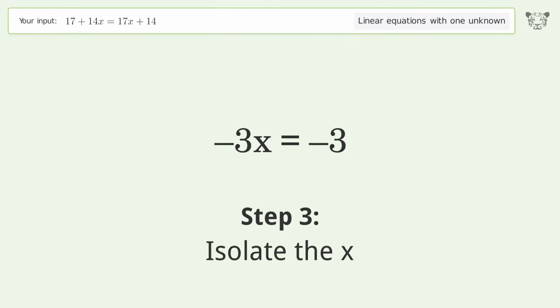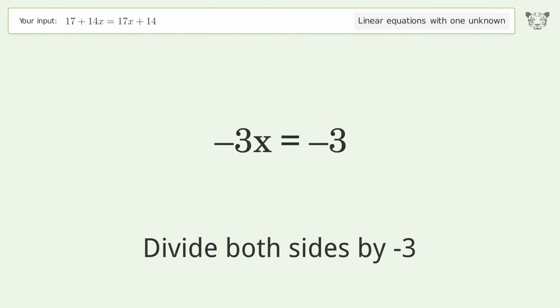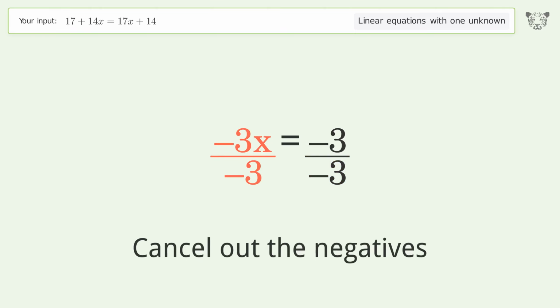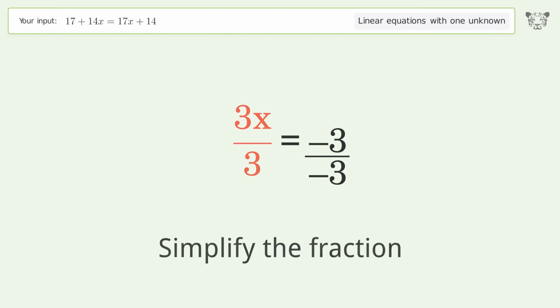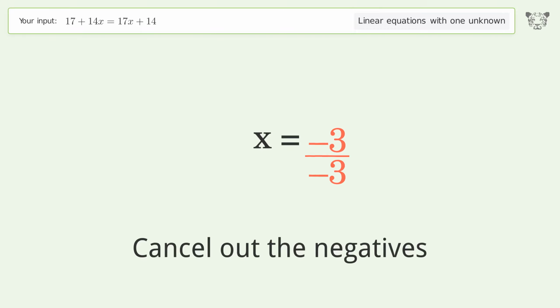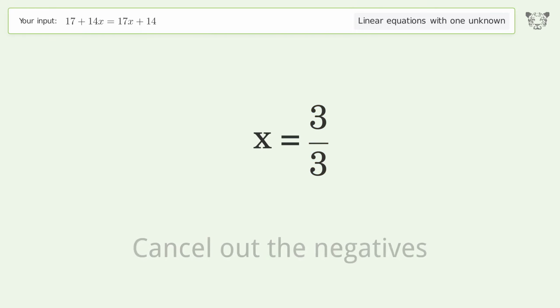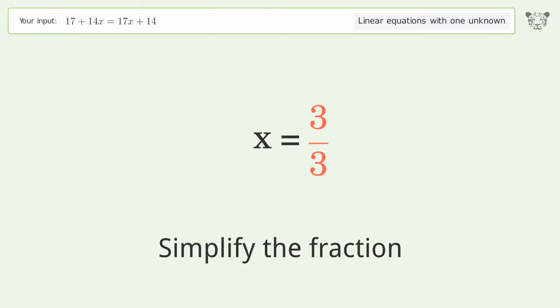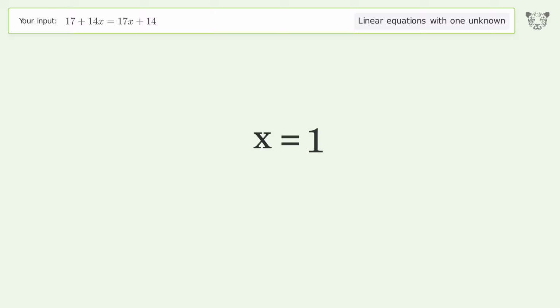Isolate the x. Divide both sides by -3. Cancel out the negatives. Simplify the fraction. Cancel out the negatives. Simplify the fraction. And so the final result is x equals 1.